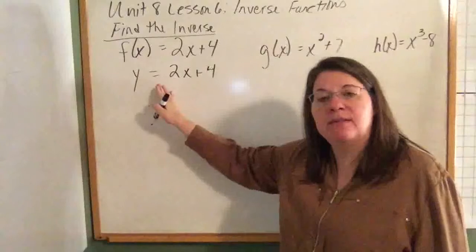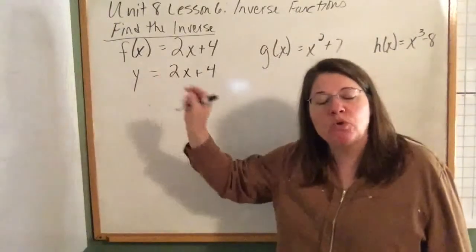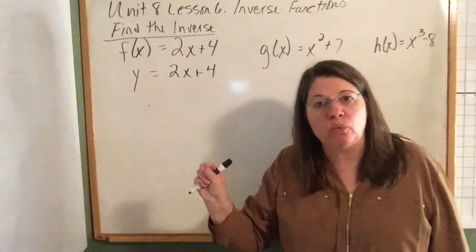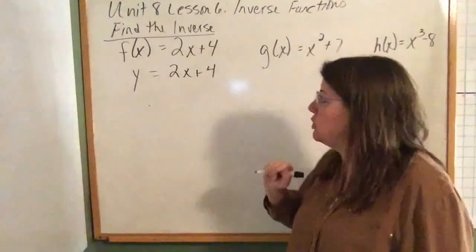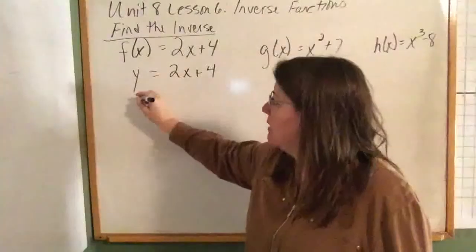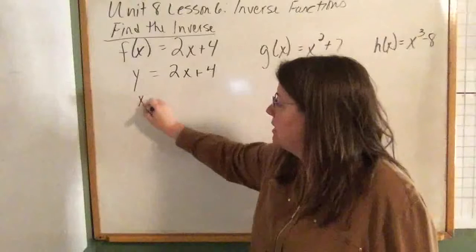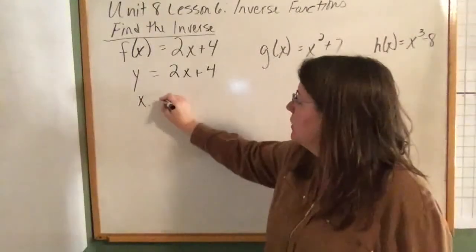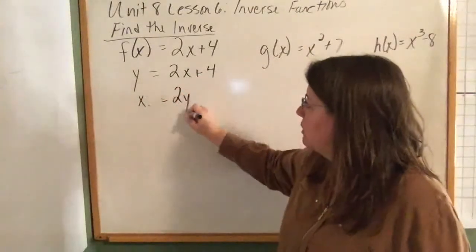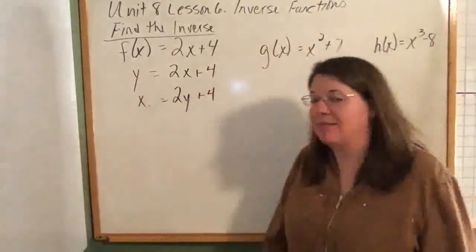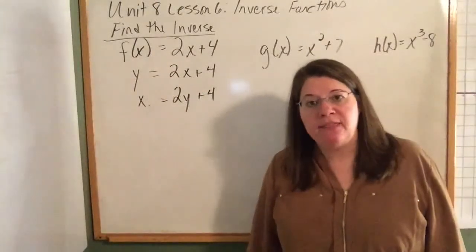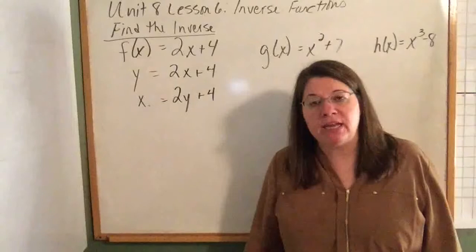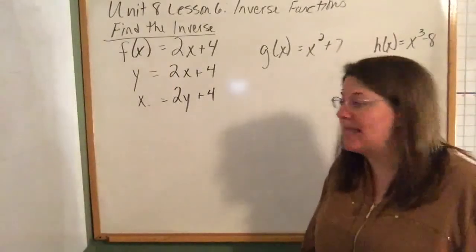The next step is I'm going to switch. Remember, to find the inverse of a function, we swap x and y. So that's what I'm going to do. I'm going to switch x and y. So instead of a y here, I'm going to exchange that with an x. And over here, instead of x, I'm going to exchange that with a y. So I switch the x and y in my equation. And then the next thing I have to do is solve that equation for y. I've got to get y by itself.